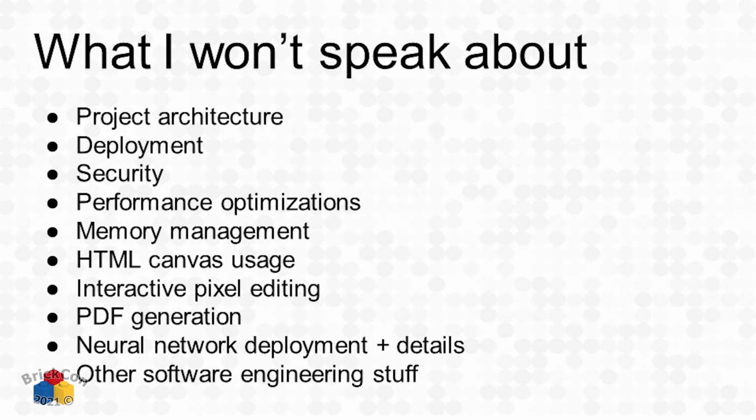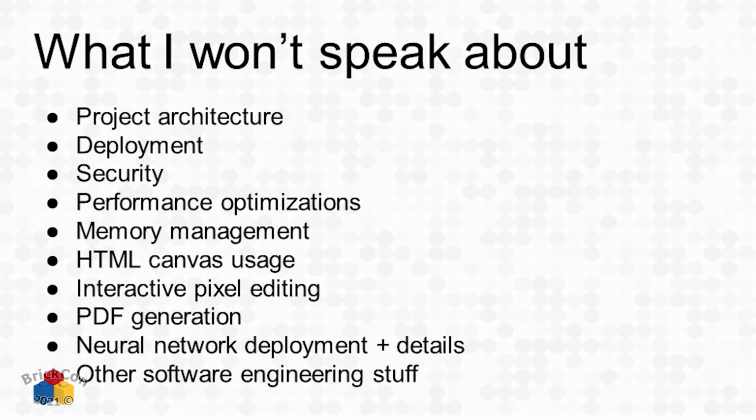I can go over this briefly, but unless you have a software engineering background, you probably won't be really interested in this stuff. So stuff like project architecture, deployment, security, performance optimizations. Performance optimizations are really important because working with image files can get very expensive very quickly, not just in terms of time, but also in terms of RAM. Memory management, RAM, HTML canvas usage, some fancy API that exists, and so on.